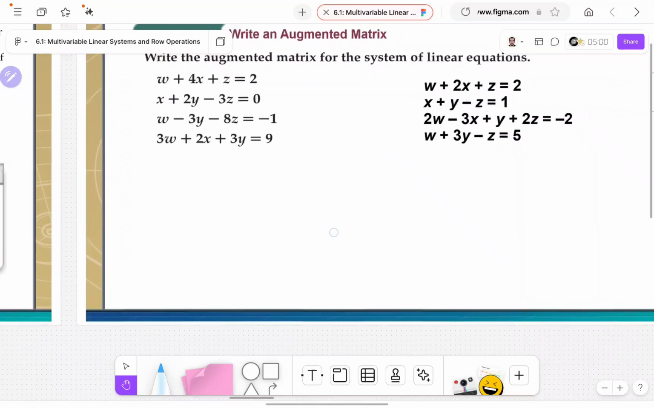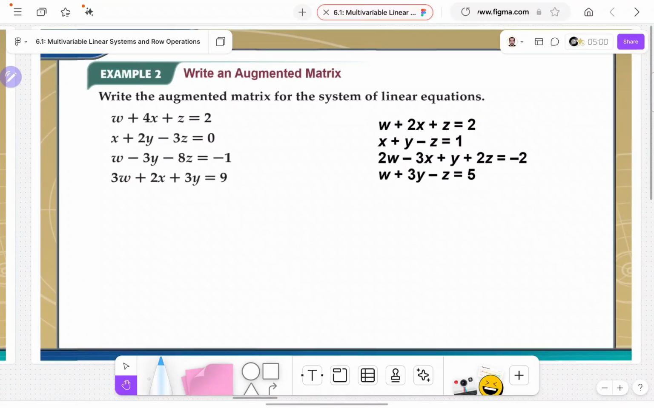Now let's learn how to write the augmented matrix for everyone. First step, sometimes the question comes tricky. Why? Because they are not giving you all the variables. Some variables are equal to 0, so they don't include them in the equation.